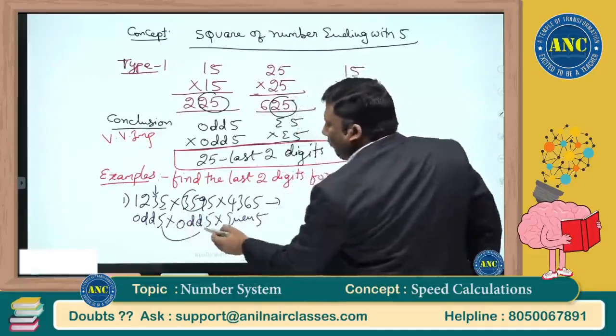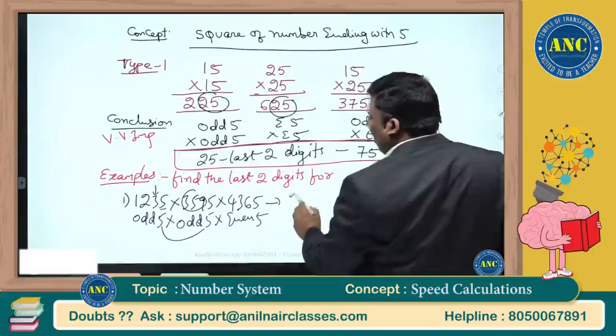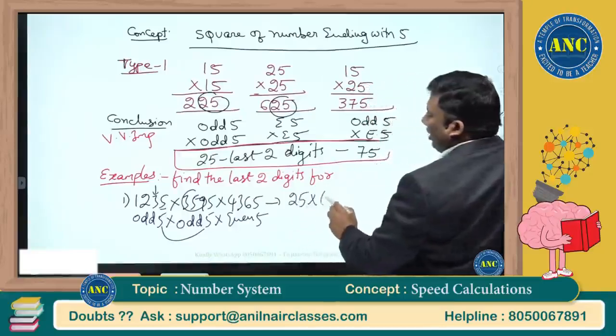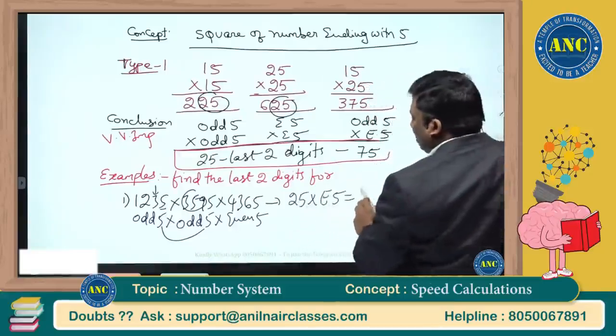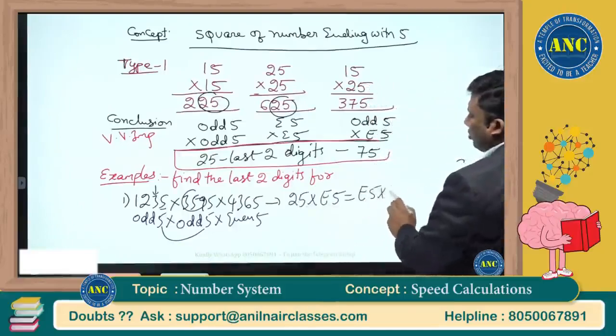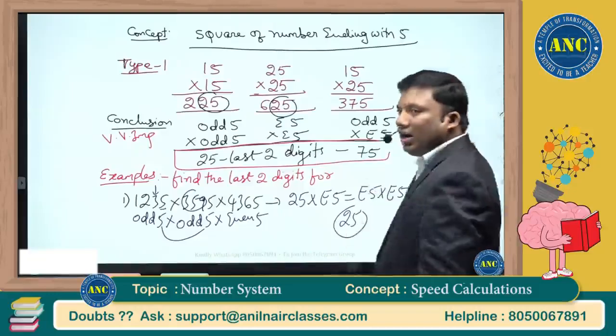Odd 5 into odd 5. What are the last two digits? 25. So it is 25 into even 5. 2 is an even number. So even 5 into even 5. What are the last two digits?